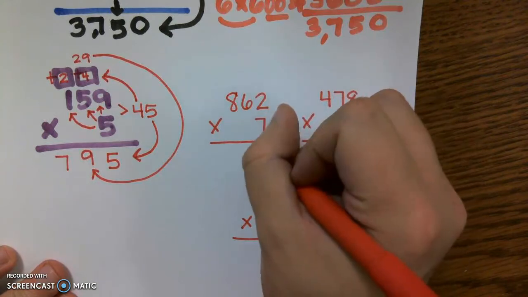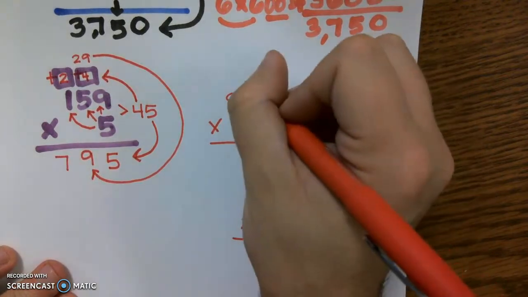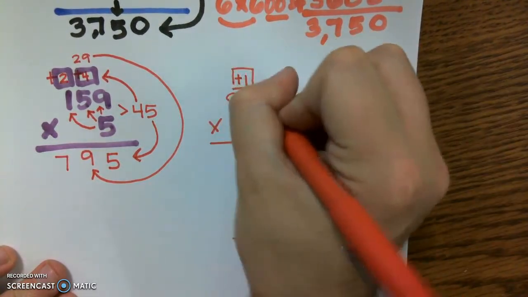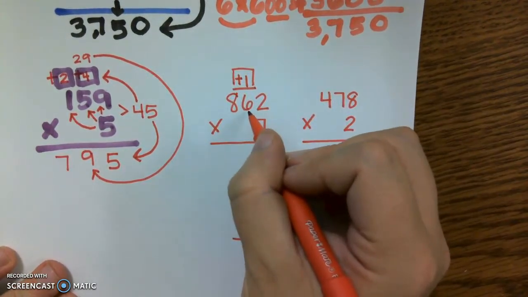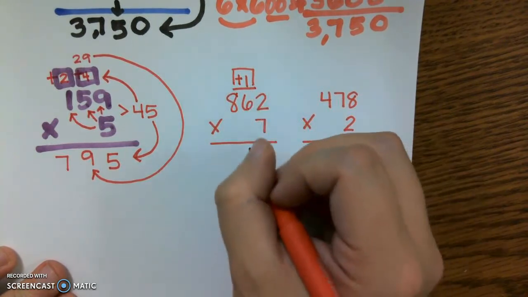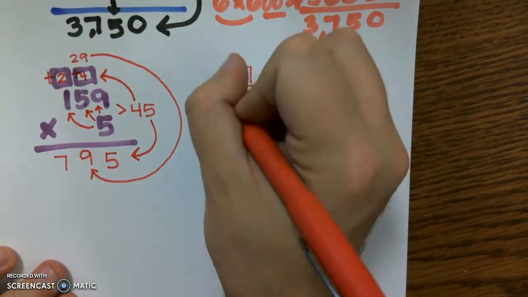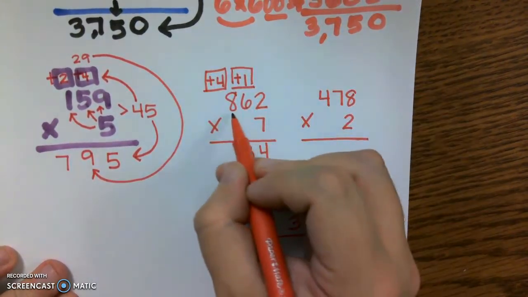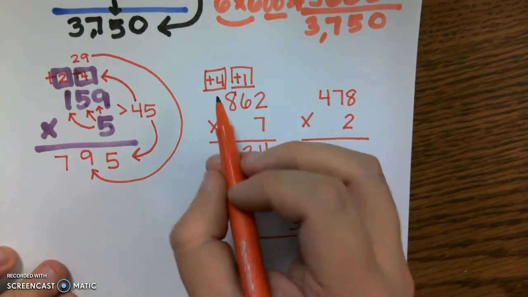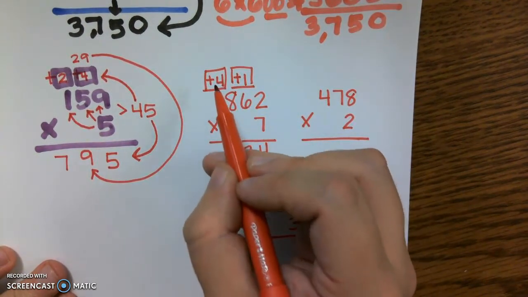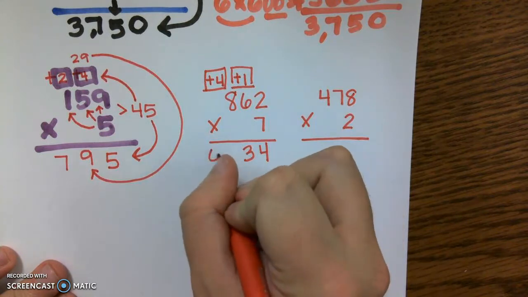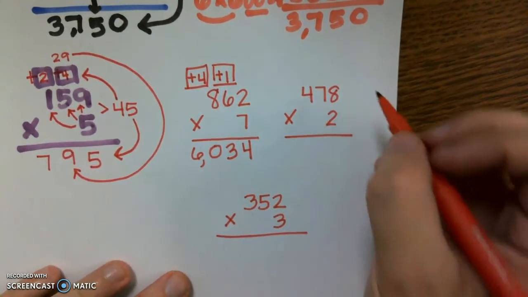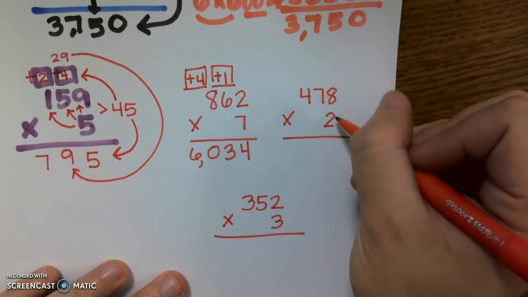7 times 2 is 14, so I'm going to drop my 4, and I'm going to regroup my 1 to the tens. Okay, 7 times 6 is 42, plus 1 is 43, so my 3 is going to come down, and I'm going to regroup my 4 to be added. 7 times 8, that's 56, plus 4, 56, 57, 58, 59, 60. So my answer is 6,034.